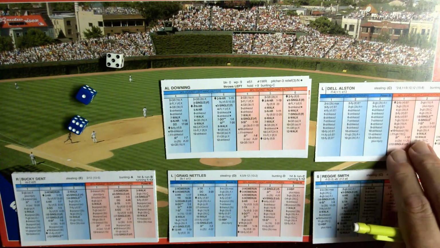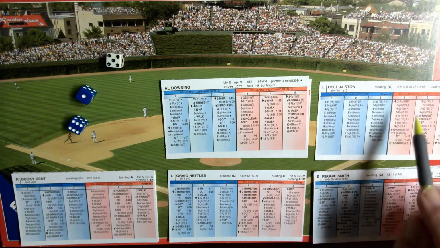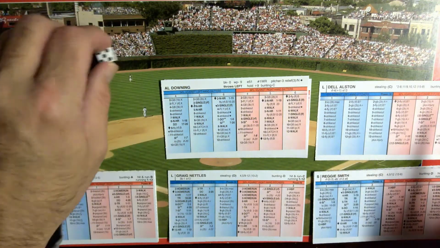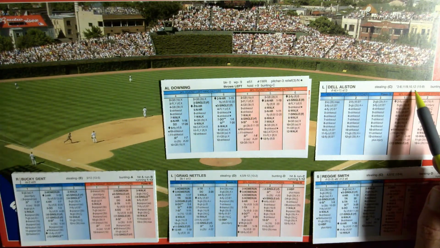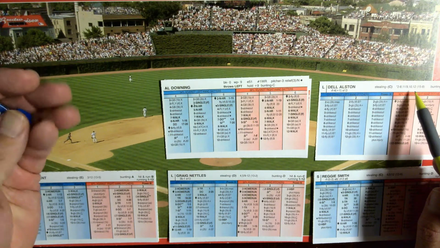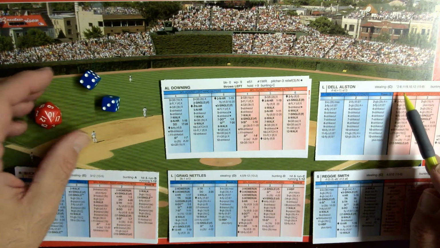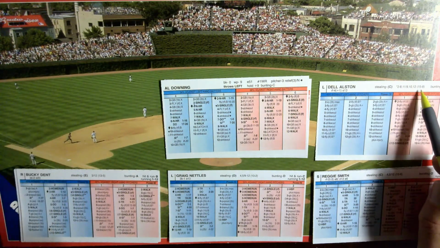So I'm going to try to get Alston over on a stolen base. Downing would hold Alston, so he's being held. I need a 2 through 8 or an 11 for a good lead. A 9, 10, or 12 means Alston's been picked off. And that is a 7. So that is a good lead for Alston.